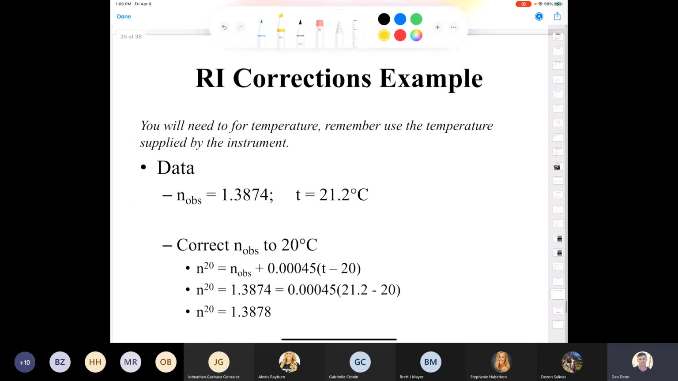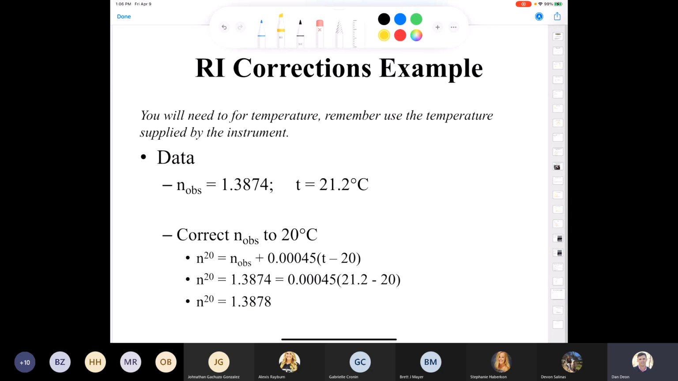Okay, so for correction of a refractive index, much simpler. Just use the formula, which I showed on an earlier slide. It's this formula here where we correct for the refractive index at 20 degrees Celsius. So let's say you put your sample on the refractometer, you press the button, you read the refractive index, you record that in your lab notebook, you record the temperature, it's 21.2 degrees Celsius, you just plug the numbers in and you end up getting your correction. That's it. There you go. So you'd end up with a refractive index which changes by a little tiny bit from 1.3874 to 1.3878.